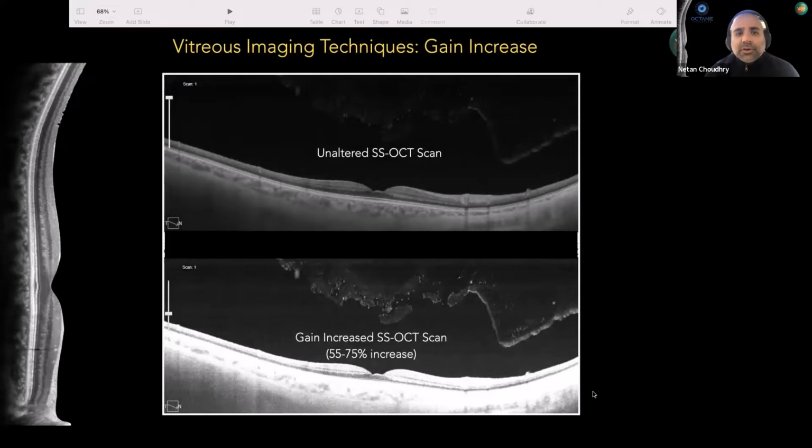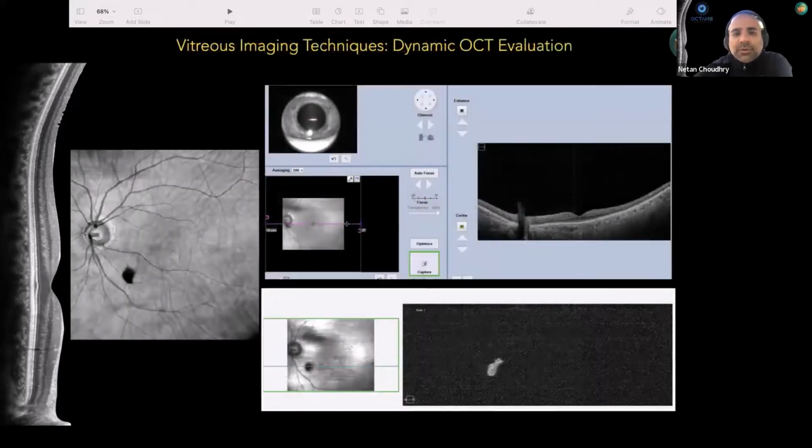Here's a figure up above. The above scan shows an unaltered swept source OCT. And then you can see when we increase the gain, you can actually see greater vitreous detail, about a 75% increase. And here's another example of using this SLO and dynamic OCT evaluation to assess a patient's floater.